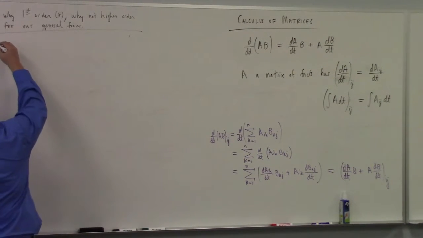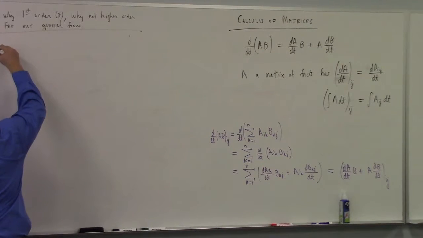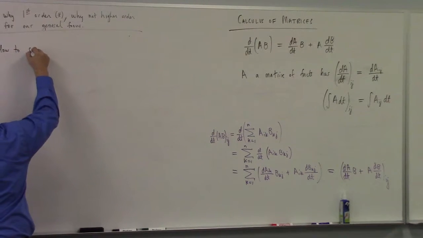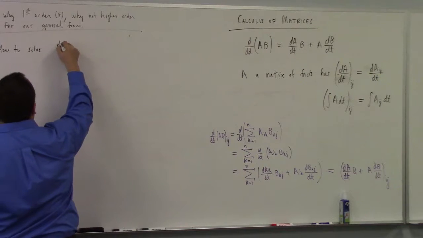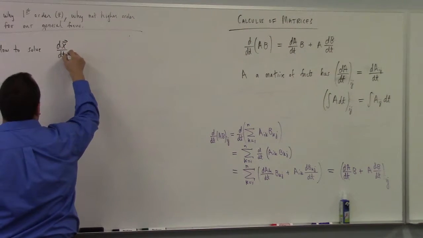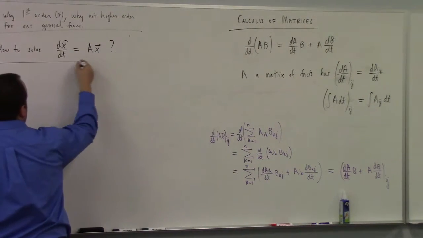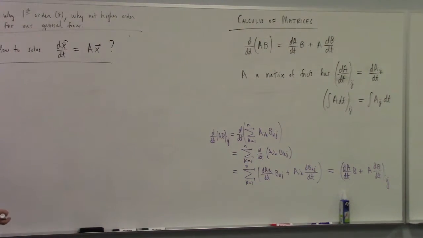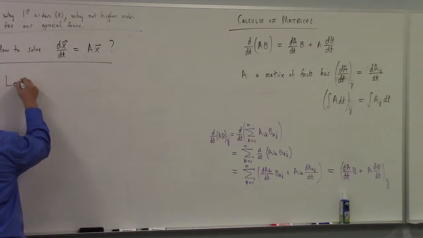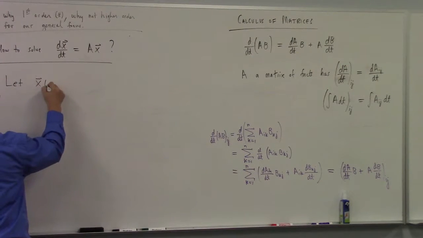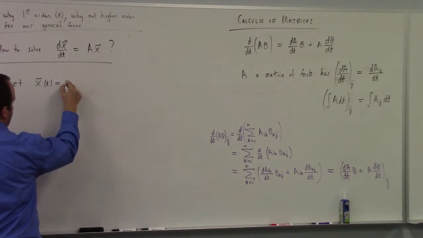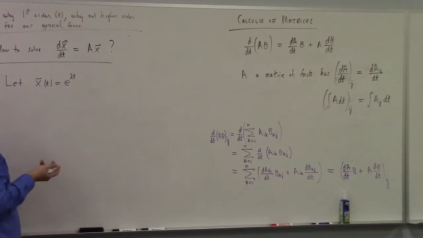All right, so how to solve dx/dt equals Ax. I'm just going to run through this. It won't be the last time I do this, but just the first time I do it, okay? How about this? What if we let x of t be e to some power of t, right? But now that's not going to work, right?